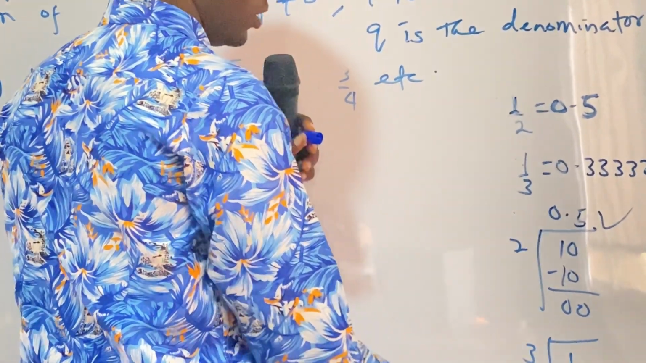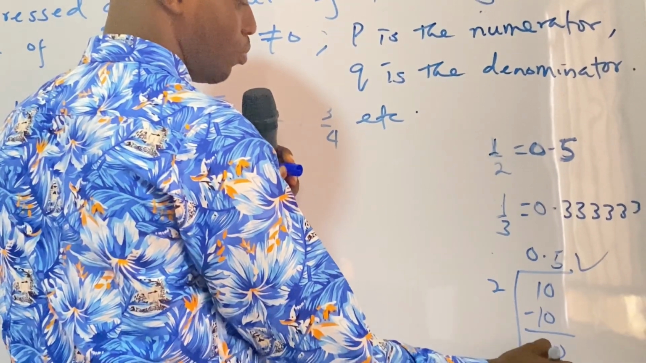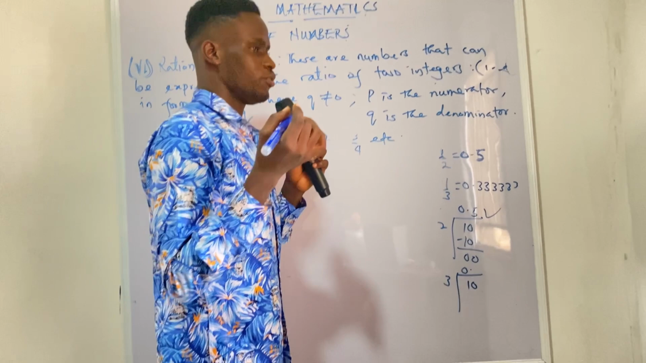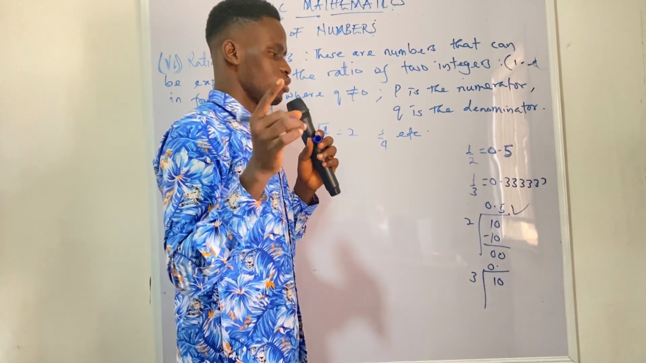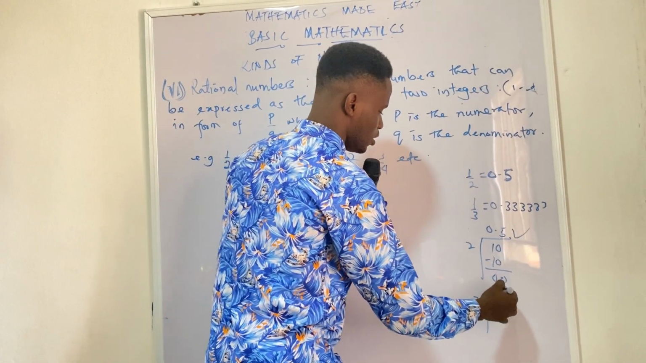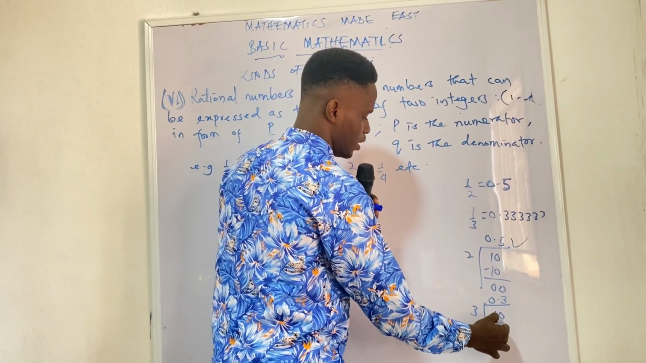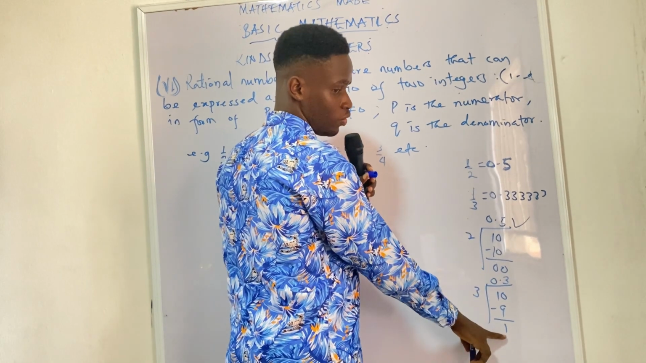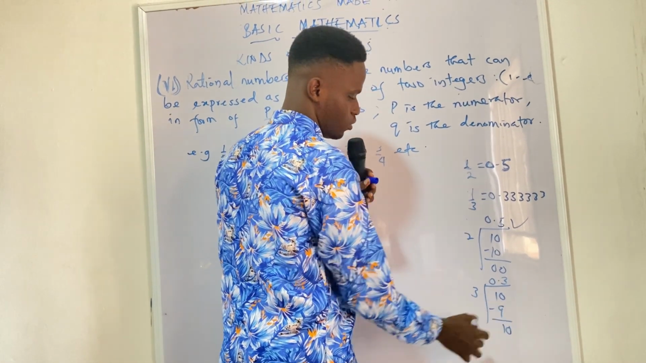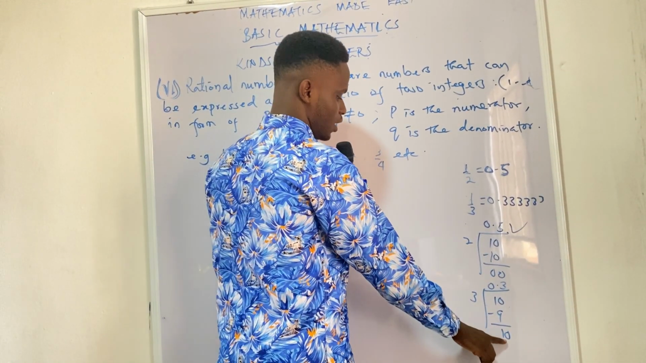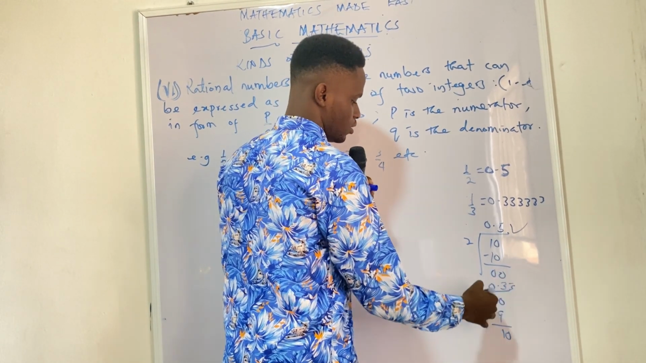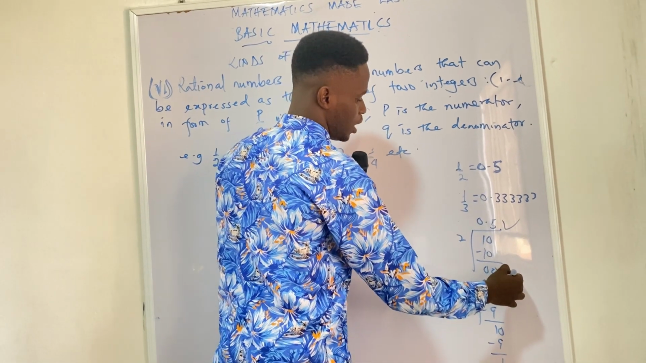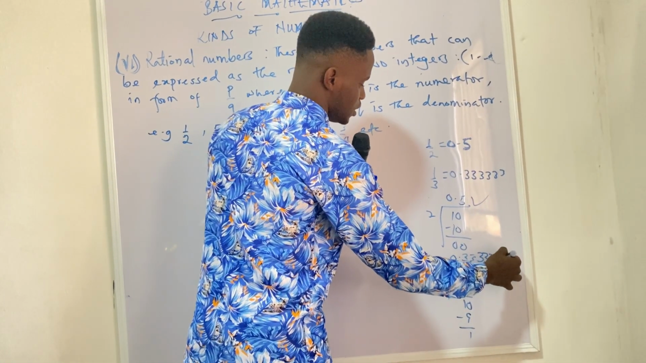3 outside, 1 inside. Can 3 go in 1? No, 0. Can 3 go in 10? Yes, 3 times. If you count 10 and remove 9, it will remain 1. So you can only go 3 times. So that will be 3. Multiply 3 by 3, that will be 9. Subtract, you are left with 1 again. Since 3 cannot divide 1 exactly, you add 0, don't forget. So 3 in 10, still 3 times, this 9. So you notice that it keeps on giving you 1, and you keep on having repeated digits here.